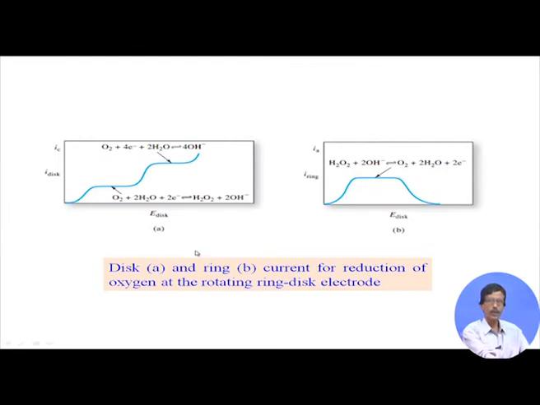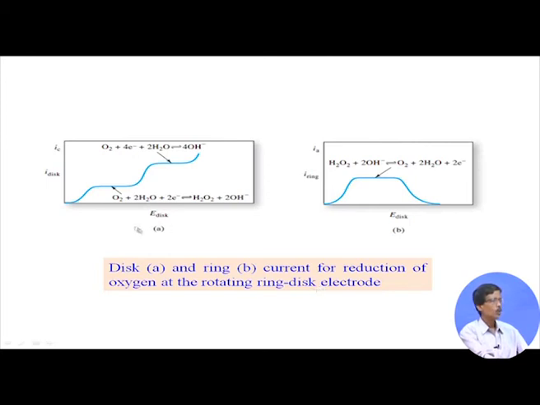So, separately we can measure, because as we know the working electrode is something which is your cathode, the working electrode can be your anode also. So, you have a disc, A is the disc current and B is the ring current that we get. So, this is for reduction of oxygen at the rotating ring disc electrode. We can consider the rotating disc electrode or the rotating ring disc electrode.